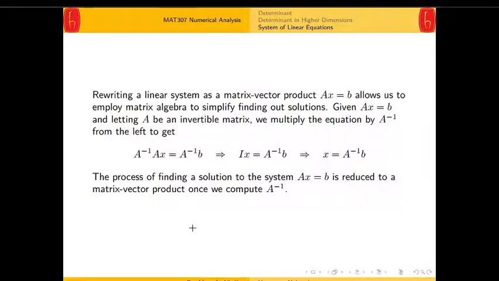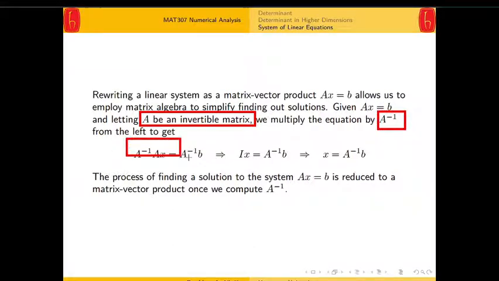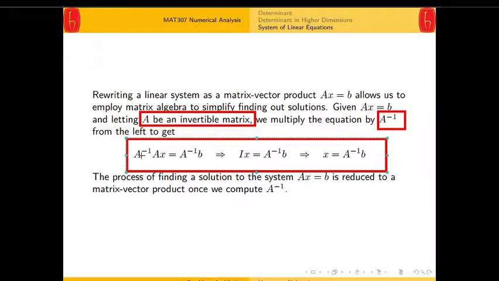Rewriting a linear system as a matrix vector product Ax equals b allows us to employ matrix algebra to simplify finding solutions. So this will simplify our process. Given Ax equals b, and letting A be an invertible matrix, this is an assumption, we multiply the equation by A inverse from the left to get A inverse times Ax equals A inverse times b. Here we have identity times x, and identity times x is equal to x itself, so x will be equal to A inverse times b.